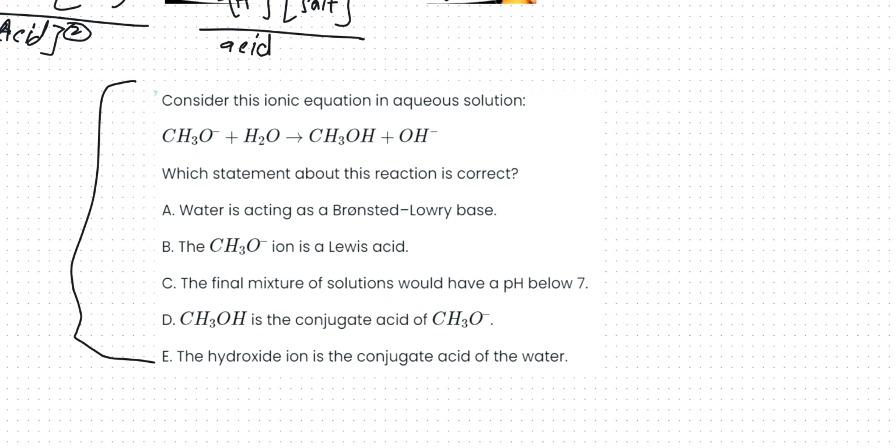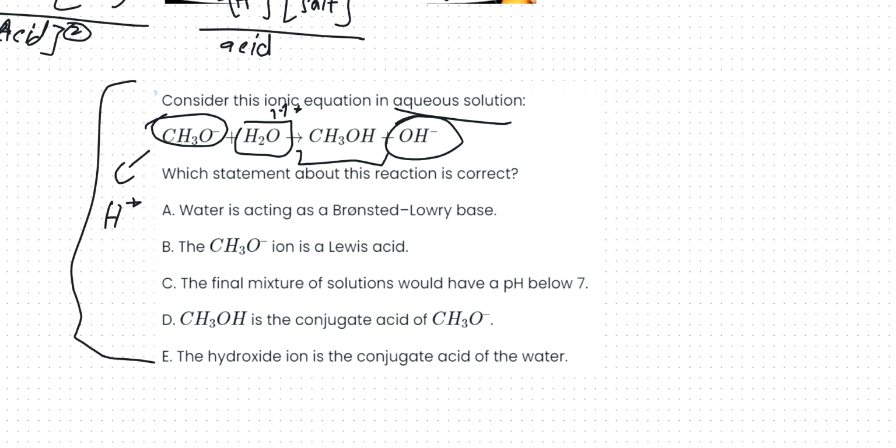All right. So we don't have any answers, so I'll solve it myself. Consider the ionic equation in this aqueous ion solution. You have CH3O minus ions and water, and what you're forming is this: CH3O minus is gaining a proton, and it becomes this right here, and water is losing a proton, and because it's losing a proton, it becomes OH minus ions. So which statement about this reaction is right?